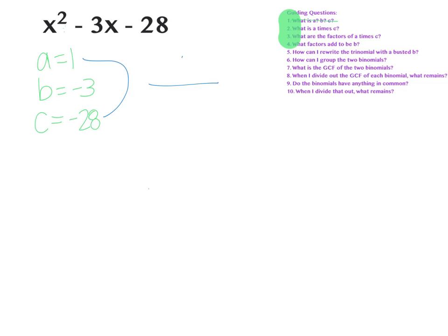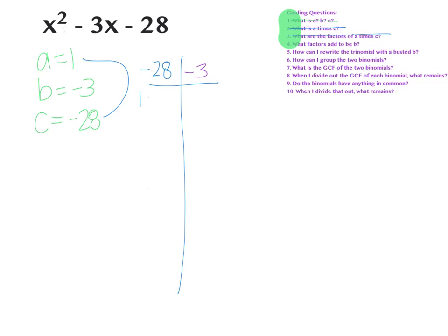So 1 times -28 is -28. And then I always put my B value over here. All right, so it asks, what are the factors of A times C? So what are the factors of -28? Well, it's a negative number, so one is positive and one is negative, because a positive times a negative is the only way I can get a negative.